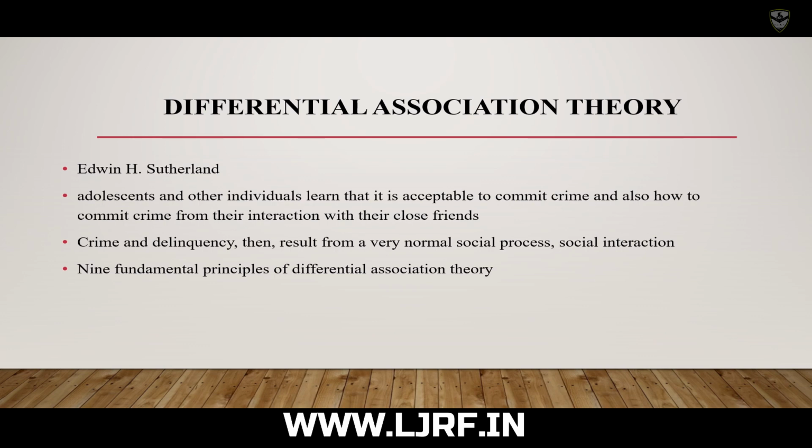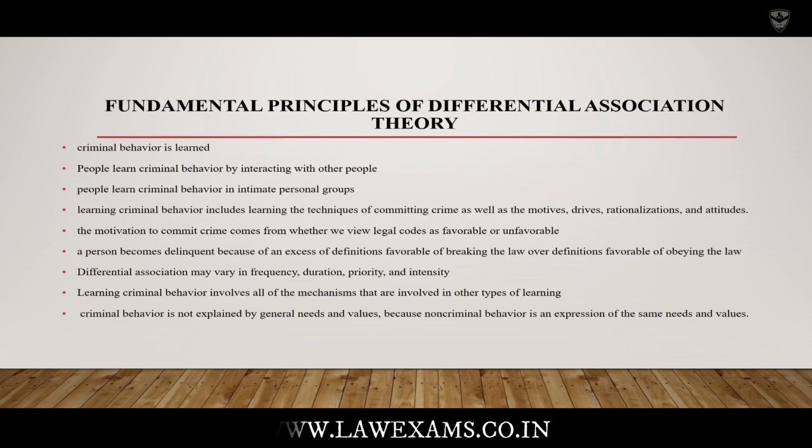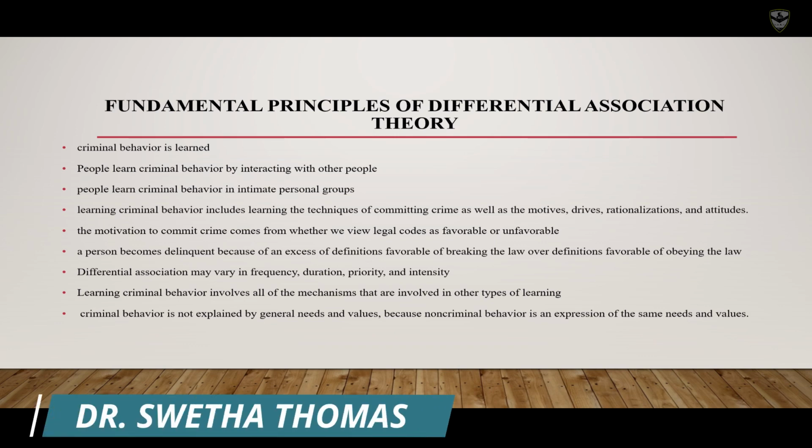There are 9 fundamental principles that help us in explaining or understanding differential association theory. The fundamental principles are as such: criminal behavior is something that is learned. When you are born, you don't become a criminal. Rather, you learn that particular behavior by interacting with other people or by imitating other people. People learn criminal behavior by interacting with others. I've already mentioned that. People learn criminal behavior in intimate personal groups.